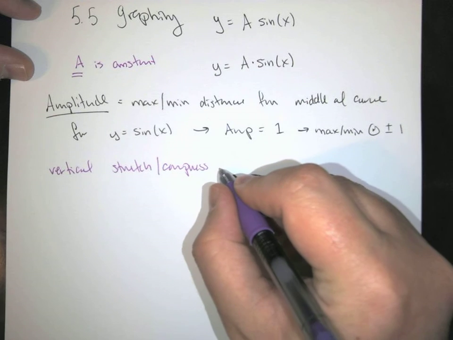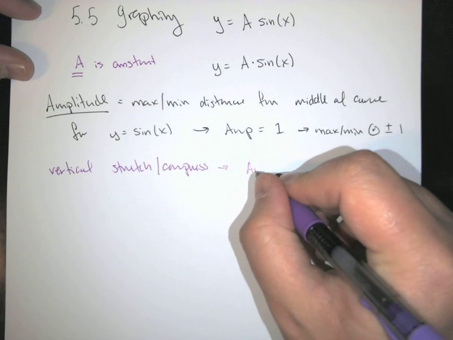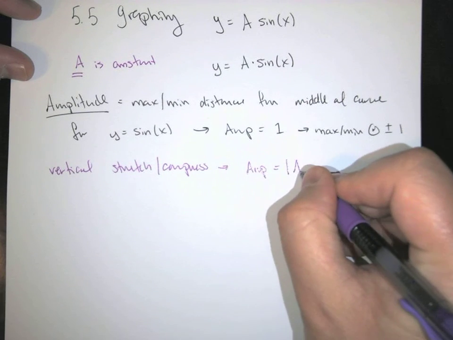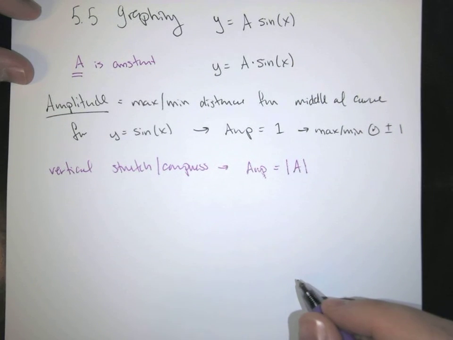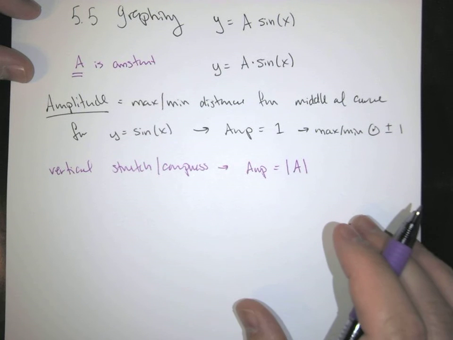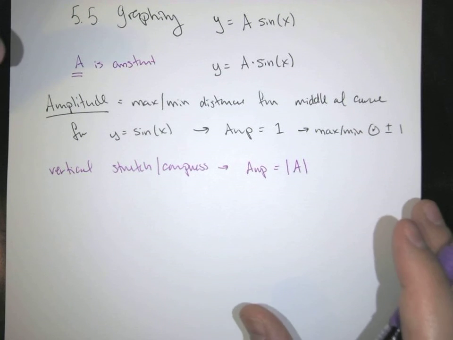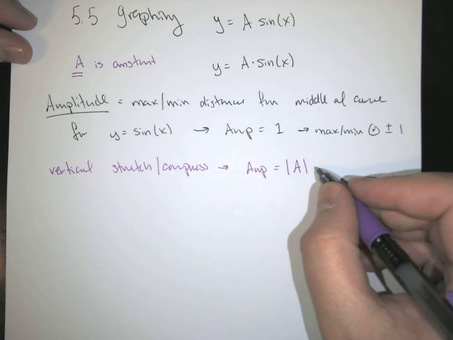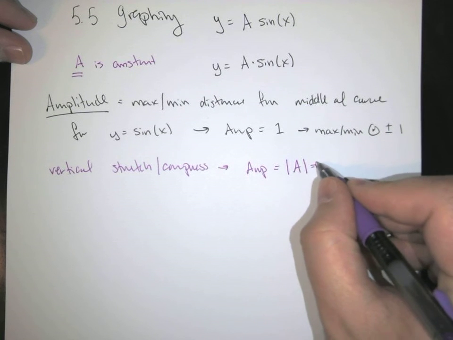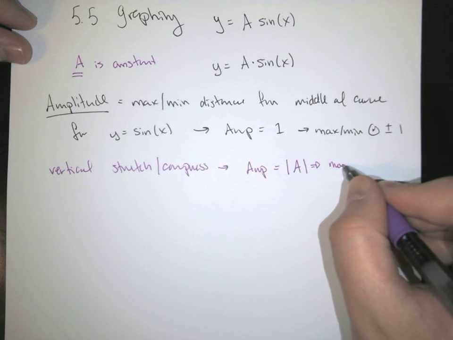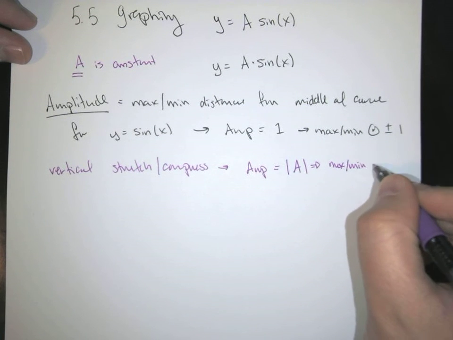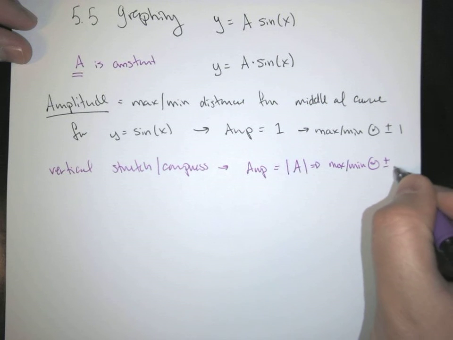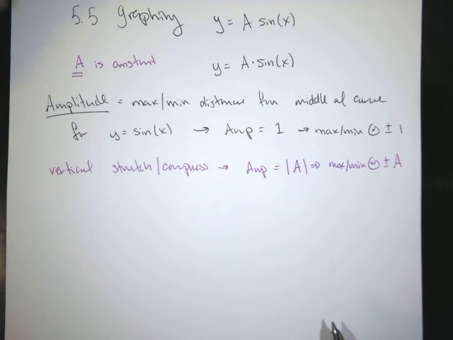So what's going to happen for us here is our amplitude is going to be equal to the absolute value of a. So whatever that value is, a in front of the sine curve, the absolute value of that's going to be our amplitude. This means, in theory, we need to talk about a positive or a negative case. We'll get to that. So this means then our maximums and minimums will happen at plus or minus a.